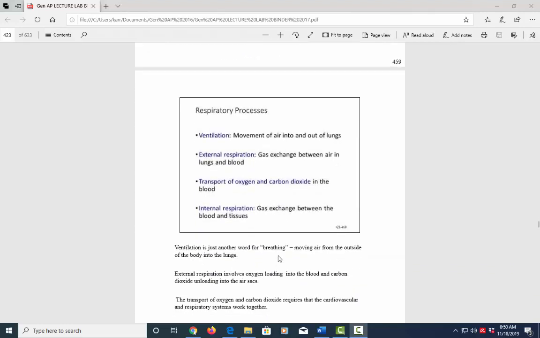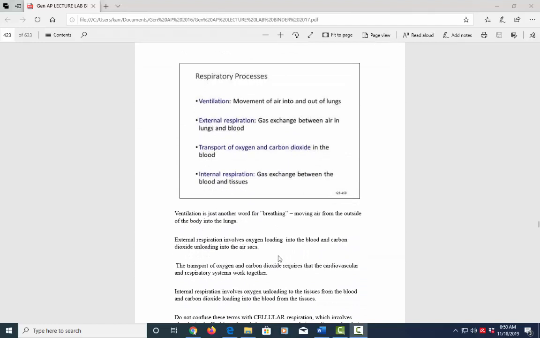So we look at the processes involved in the respiratory system. There's a couple of terms you need to know the specific definitions of. Ventilation is just movement of air in and out of the lungs. So to ventilate someone means to do that for them. So if someone in the hospital is unable to breathe on their own, we put them on a ventilator, and that helps change the pressure and volume to bring air in and out of the lungs.